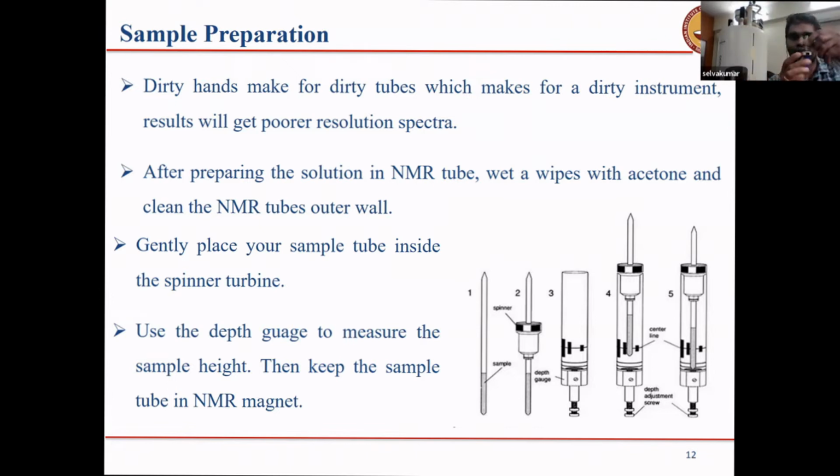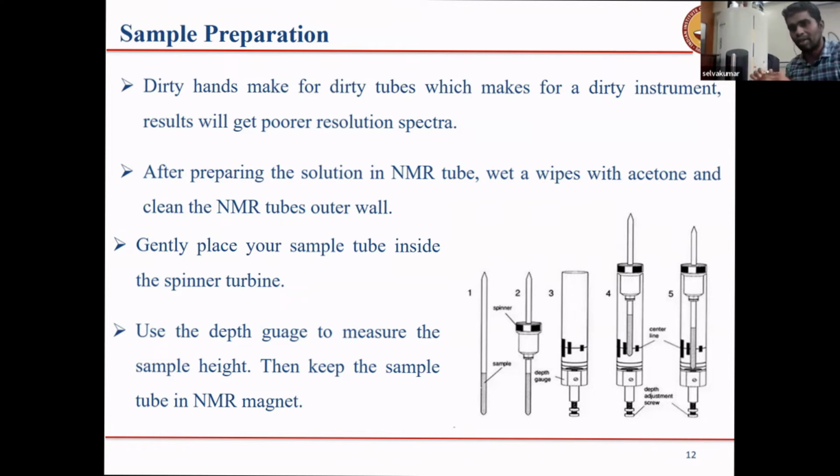This color marks are used for measuring the spinning speed. We need to spin our sample inside the machine. What is the spinning? All those things I will explain later. Okay, so this is the spinner, NMR tube, and depth gauge. Once we have measured, we'll keep it on the NMR instrument, on top of the magnet.